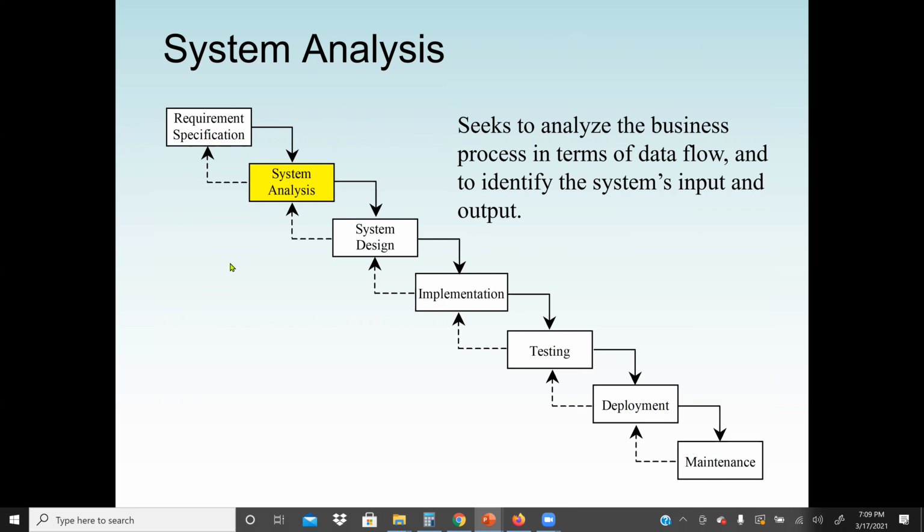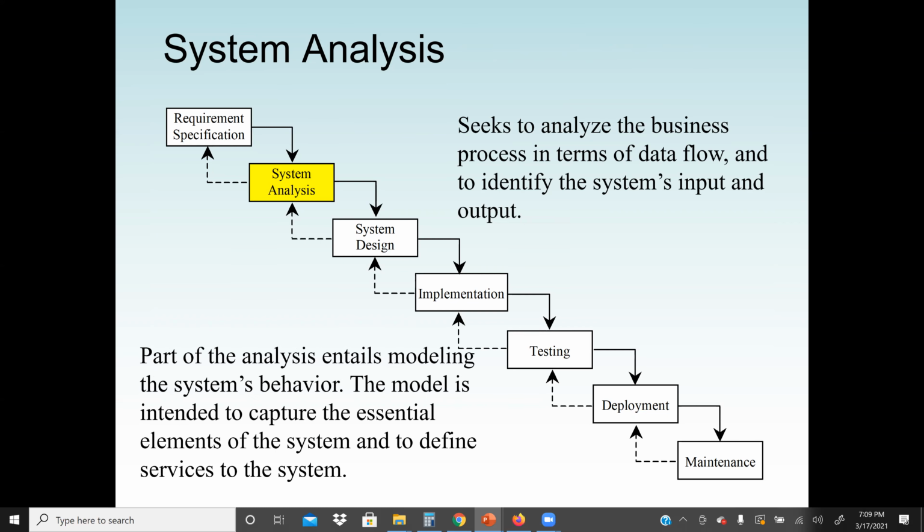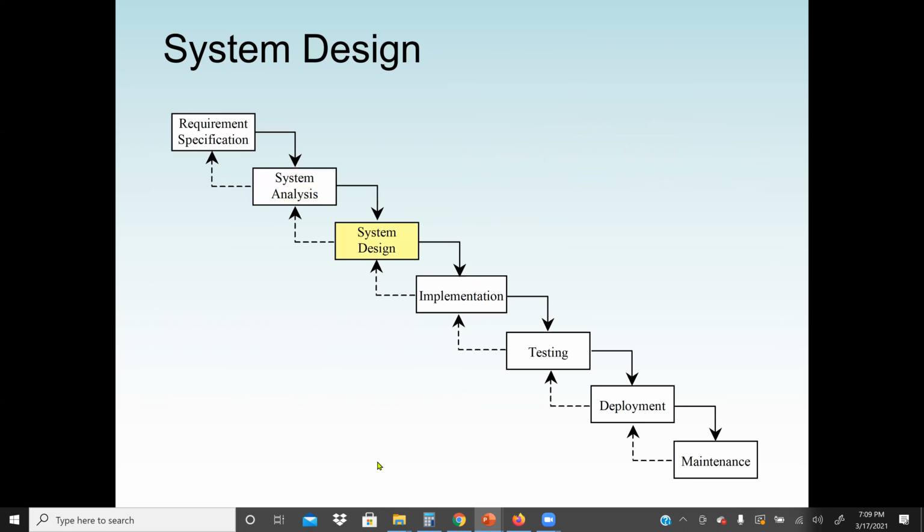Here we seek to analyze the business process in terms of data flow and also identify the system's input and output. In this section, we may try to understand the business rules and the operation procedures in the business organization. Then we analyze it. Next we move to our design phase. Part of analysis entails modeling the system behavior. The model is intended to capture the essential elements of the system and also to define the services to the system.